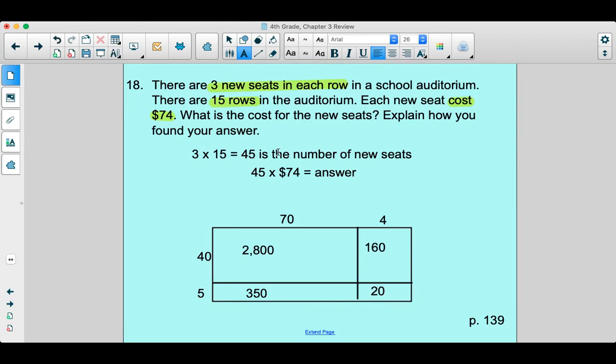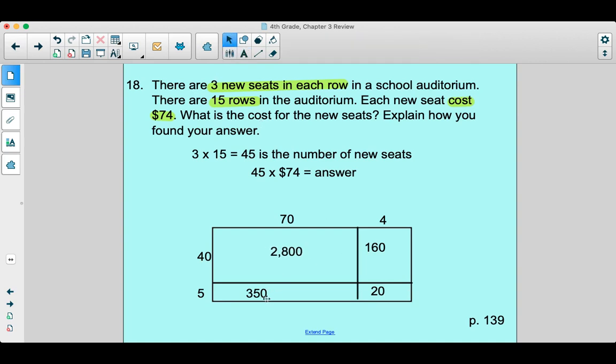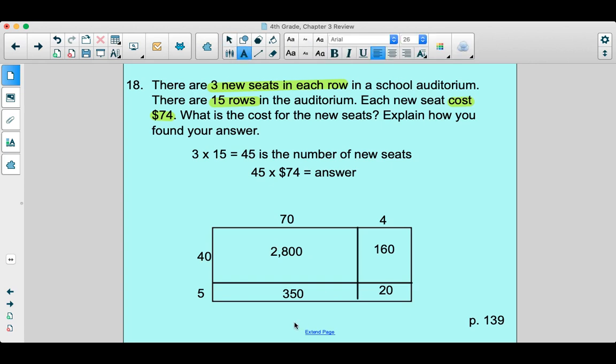All right, here we go. It's time. We've got to add up our, what are these called? Partial products. We've got to add up our partial products. So I'm always trying to find a way to make it a little easier for myself. So I think I'm just going to do these two first. So 2,800 plus 350.